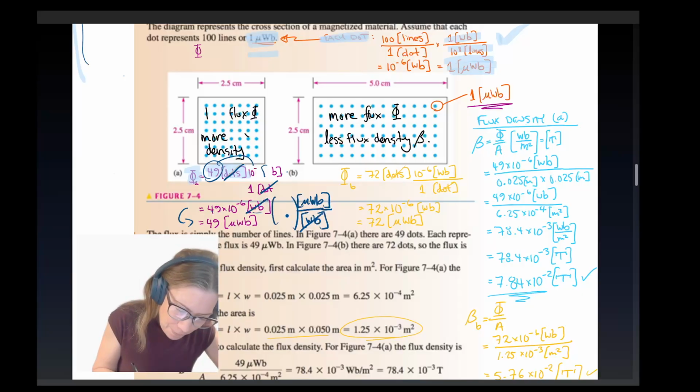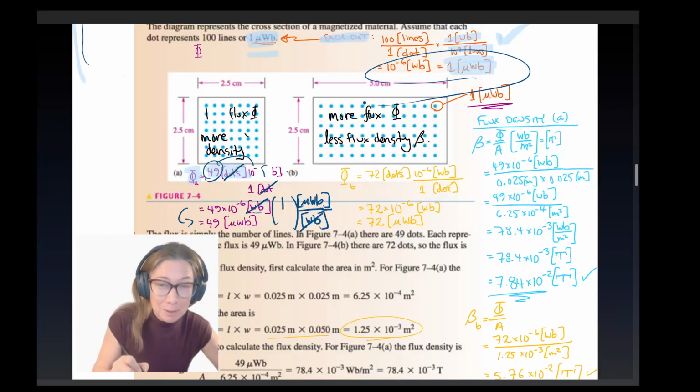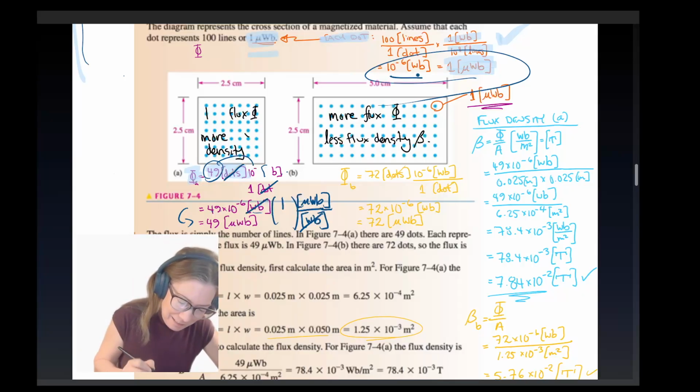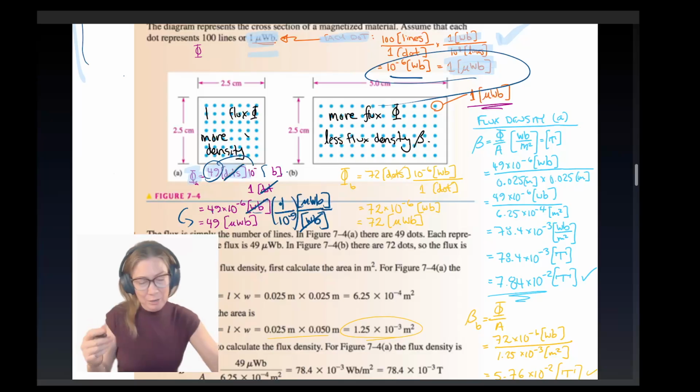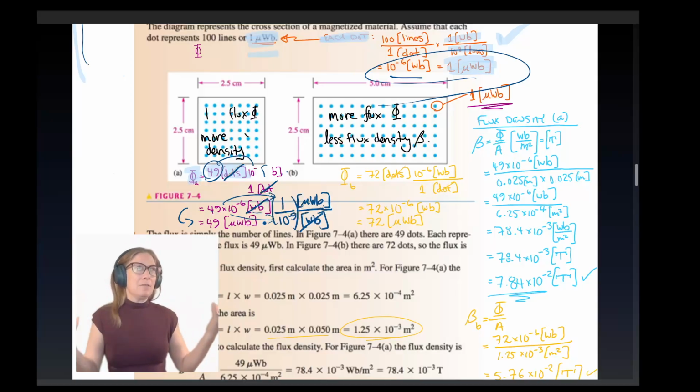In one microweber up here, I've got 10 to the negative 6 Webers. So now I have 10 to the negative 6 on the numerator and the denominator, and I multiply through the numerator, multiply through the denominator, divide those, and I got 49 because the 10 to the 6's happen to cross out as well. But that's how you do proper units.